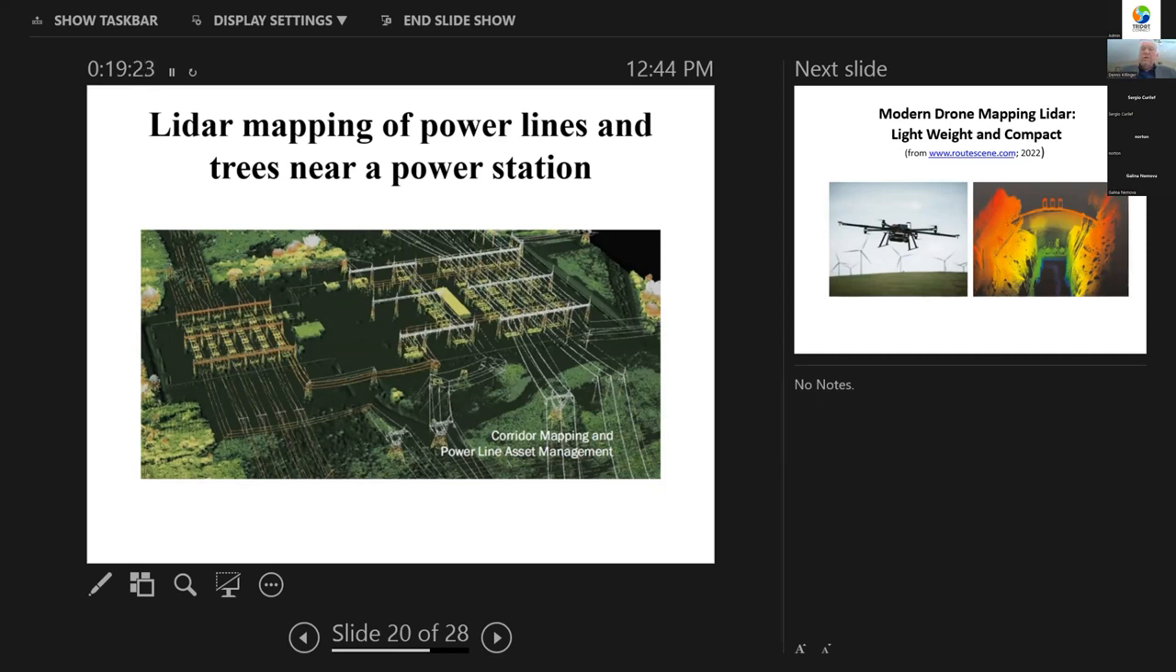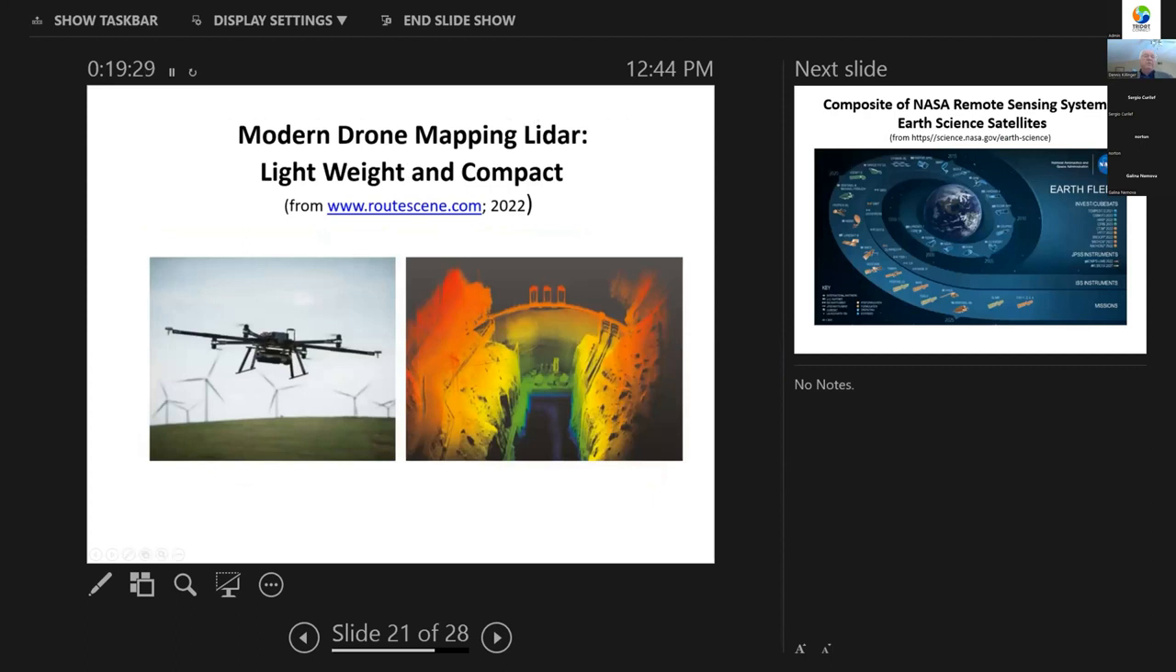A more modern system, and I just put this in so you can see what's currently being done. This is a modern mapping LiDAR that weighs about 5 pounds, and it is being flown around by a drone. And so it's able to do the similar thing that I just showed you earlier with the Optech system, but it's able to move over the terrain.